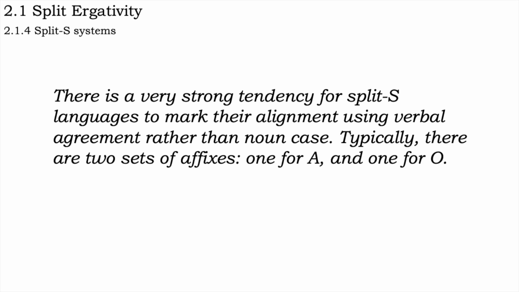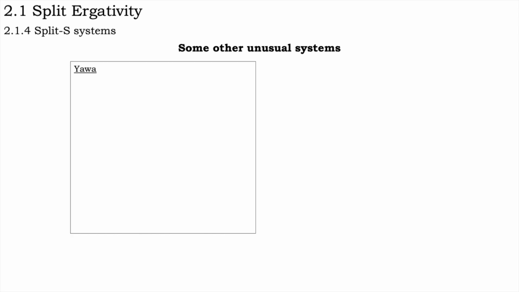Typically, there are two sets of affixes, one for A and one for O, and intransitive verbs use affixes either from the A set or the O set depending on the verb being used. However, there are a few more unusual systems in use. The Papuan language Yawa has a set of verbal agreement prefixes, but only for O and S equals O.